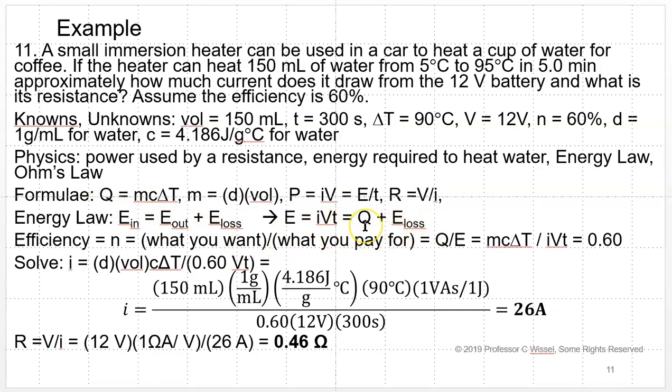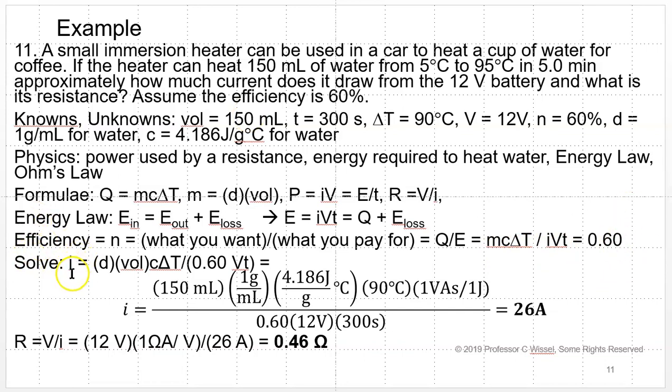Q is, of course, the heat needed to heat the water. The efficiency, eta, is what you want divided by what you pay for. That's what efficiency always is. In this case, what you want is the heating of the water, so that's the Q. And what you pay for is the energy you're getting from the battery. So Q is mc delta T and E is just IVt. So the efficiency eta is mc delta T divided by IVt, and that equals 0.60 written as a fraction.